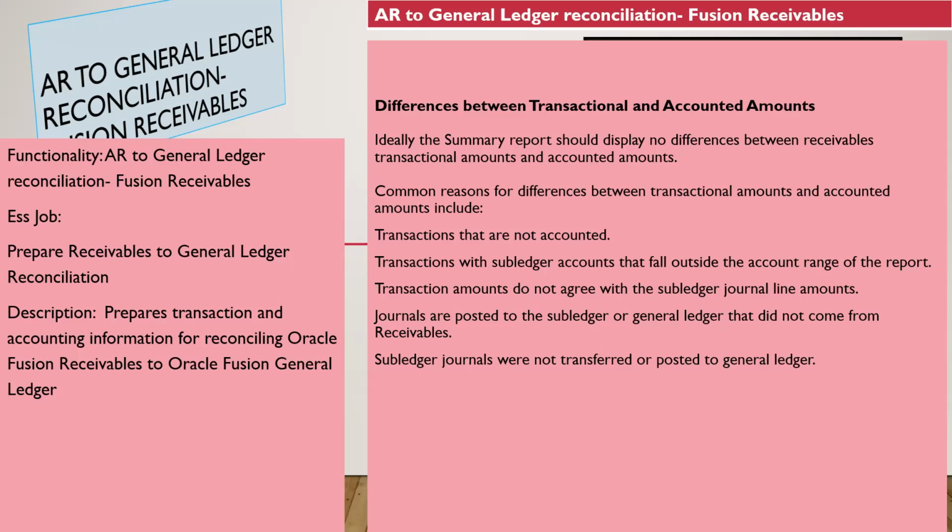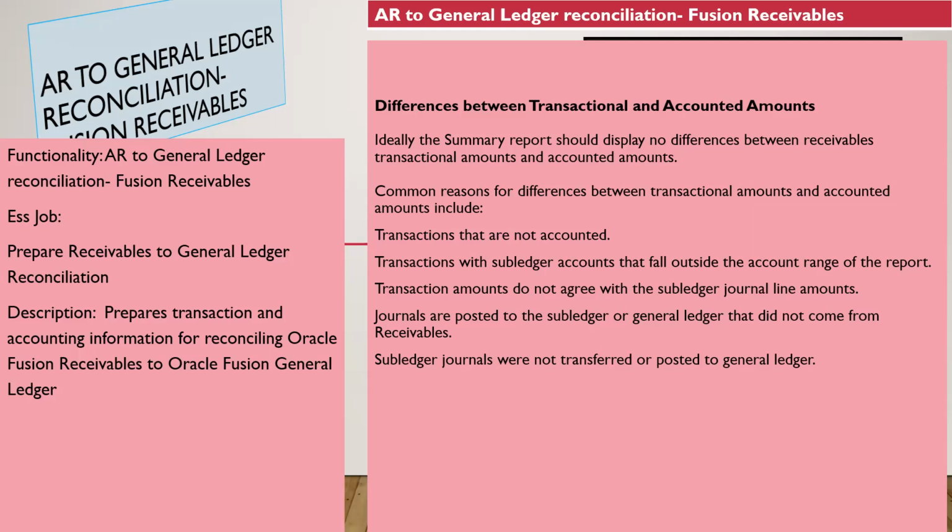The common reasons for differences between transaction amount and accounted amount include transactions that are not accounted. It means the business users created the invoice but have not yet run the create accounting.